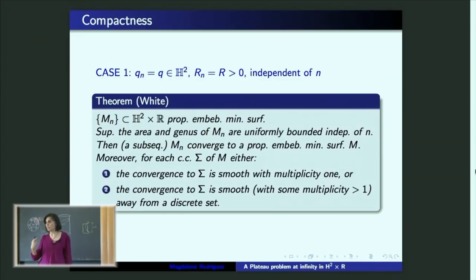This limit could have multiplicity bigger than 1. But in our case, we knew that outside the cylinder, the multiplicity was 1. So, I mean, we have a real limit. And we're done in this case.